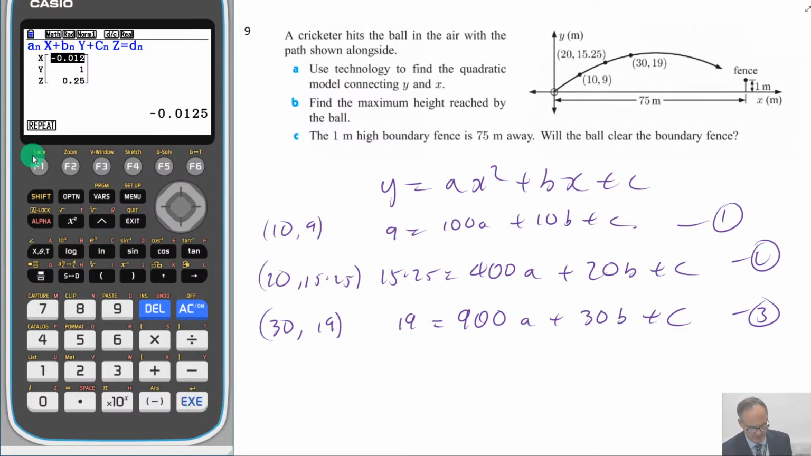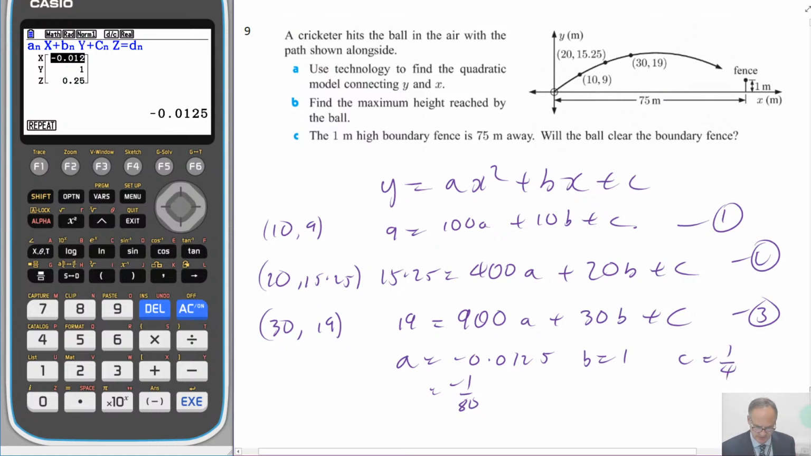And we can press solve. And it says basically that a is going to be equal to minus 0.0125, which is equal to minus 1 over 80 as a fraction. The b will equal 1, and the c will equal 0.25, which is a quarter.